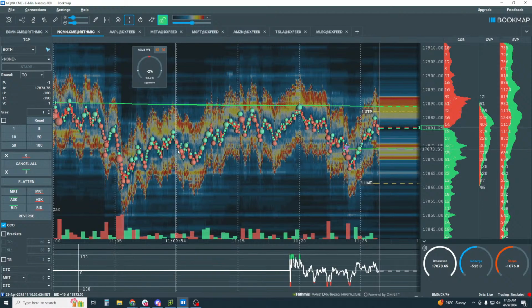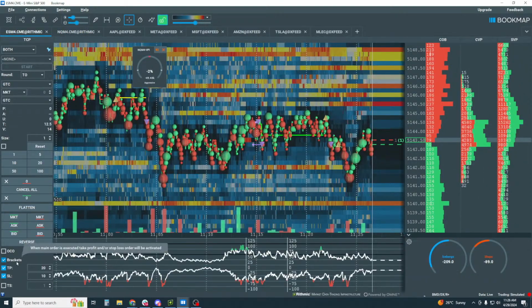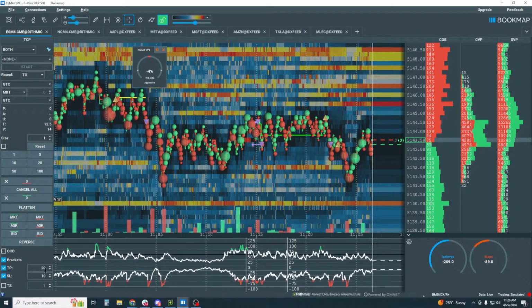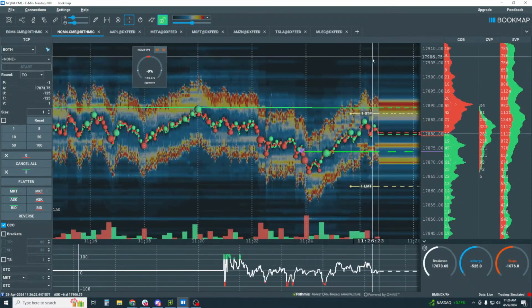The way that I've been doing it, as you guys can see here in the S&P, is I have my bracket orders with a take profit of 20, stop loss of 10, and then I will adjust them accordingly.